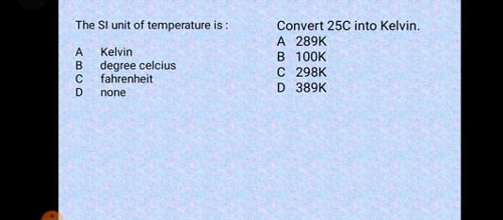Next question, the SI unit of temperature. What is the SI unit of temperature? Here all of the units are of temperature: Kelvin, degree Celsius, Fahrenheit, but the SI unit is Kelvin. Convert 25 degrees Celsius into Kelvin. How can we convert Celsius into Kelvin? By adding 273 into the Celsius scale, we convert the temperature into Kelvin. So 25 plus 273 makes 298 Kelvin.